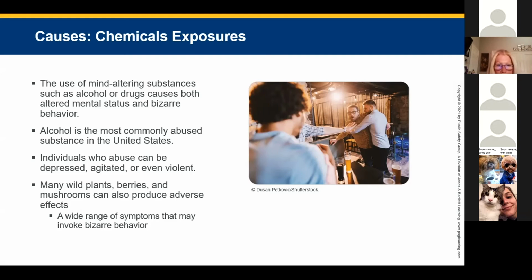And then there are those plants. Wild plants, berries, and mushrooms can also produce adverse effects. Like what kind of adverse effects? Tell me. I've never heard of wild plants causing that. Opium? Peyote. Oh, that's right. They would tell stories. And magic mushrooms. Spirits in the sky, right?